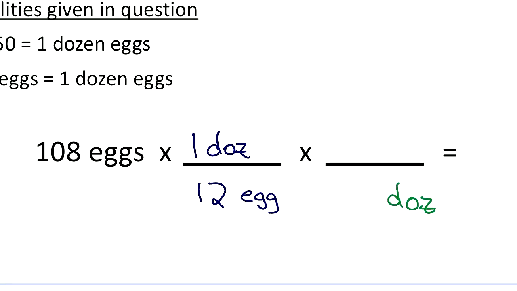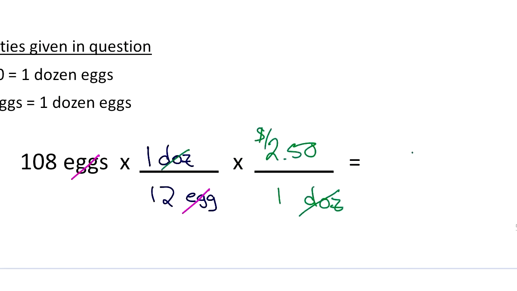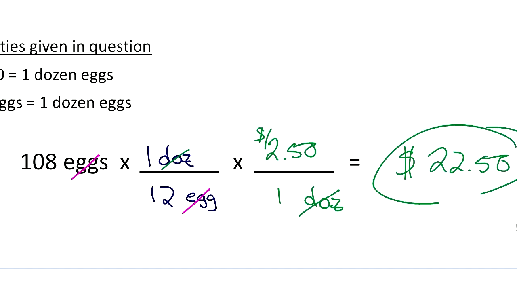And so now let's use that last equality. 1 dozen eggs is $2.50, right? And so what you see here, eggs cancel, dozen cancels, and we're left with the unit of money, and I think the answer is $22.50 there in the corner, right?